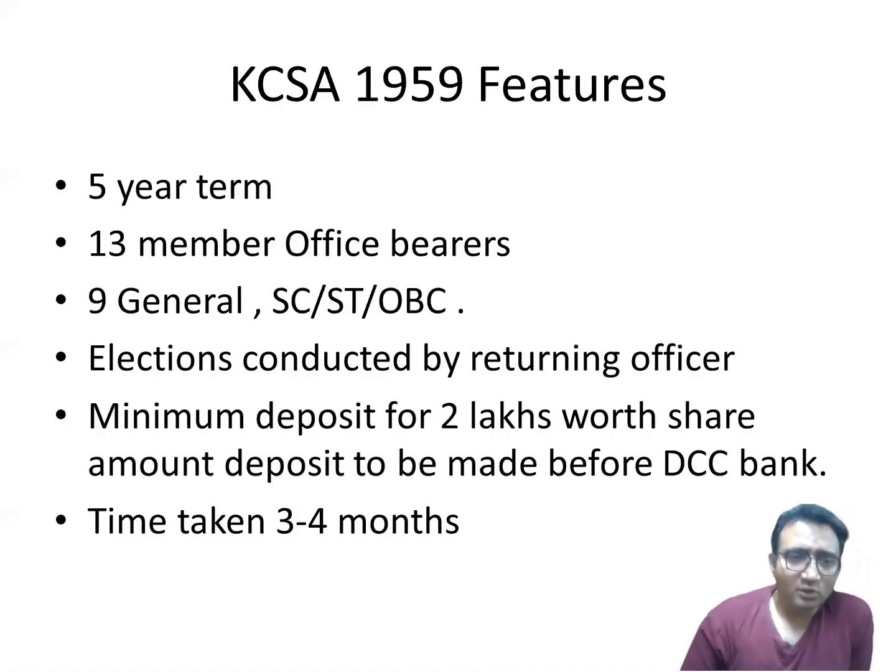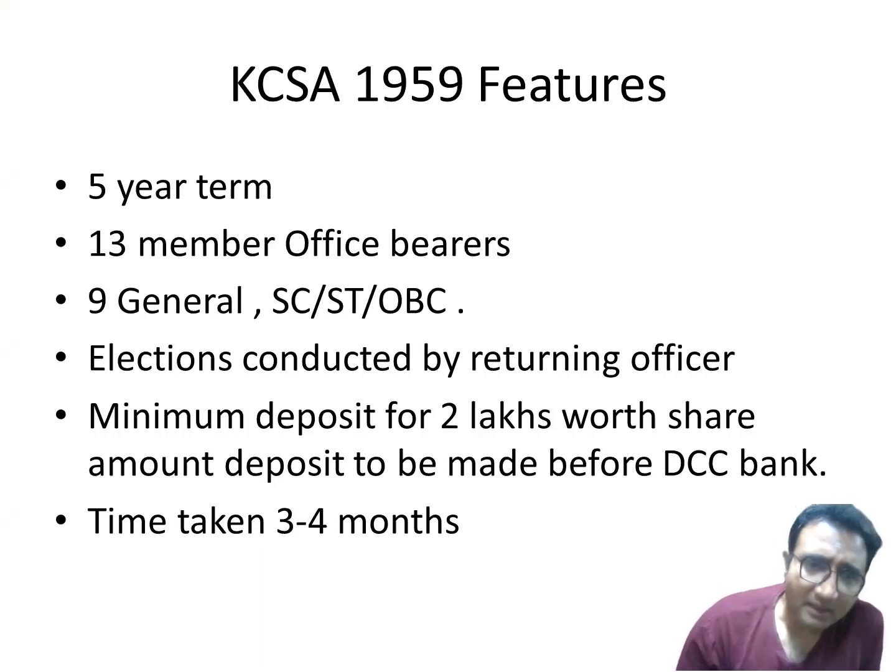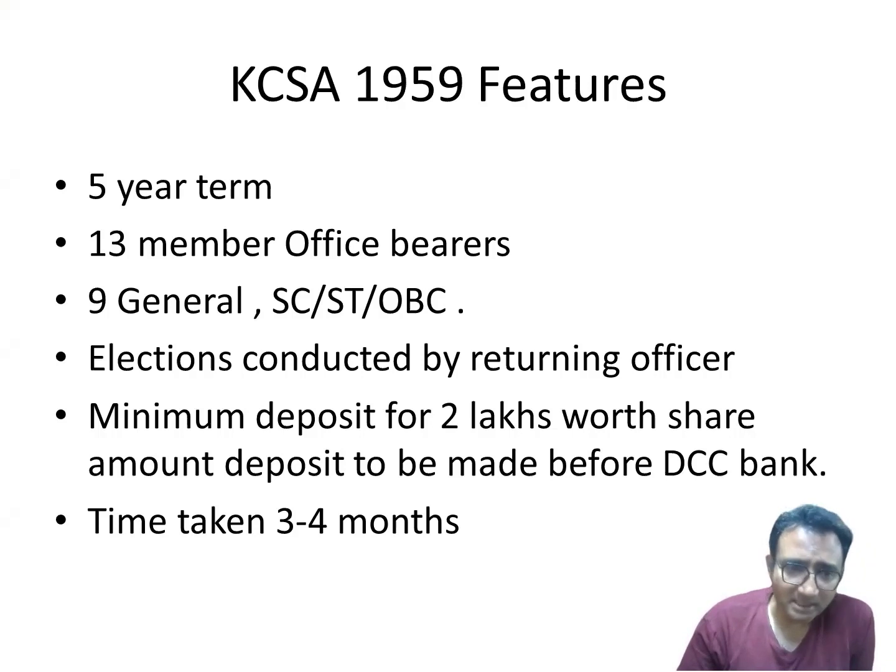So I would like to discuss the features of the 1959 Act bylaws. The term of any elected body will be 5 years. The number required for office bearers is 13 members: 9 will be general and 4 will be SC, ST, OBC. Also, in the 13-member team, there is women's reservation for 2 posts.